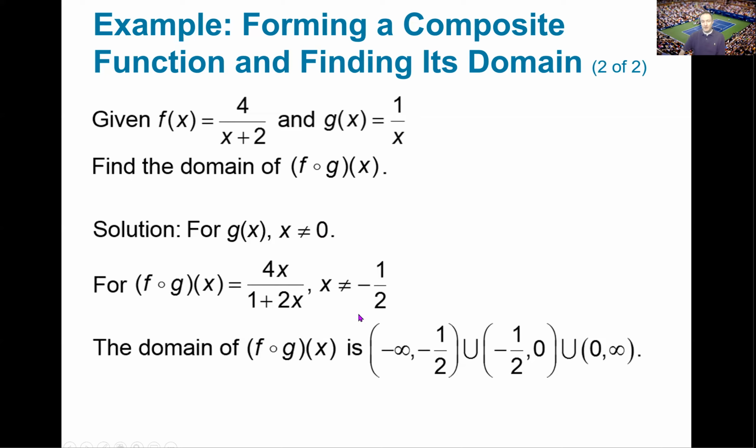So the domain of the composed function f of g of x would be from -∞ up to the lower restricted value, -1/2. Union the lower restricted value, -1/2, up to the higher one, 0. And then union the higher restricted value of 0 all the way on up to infinity.